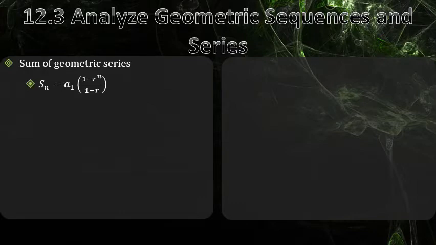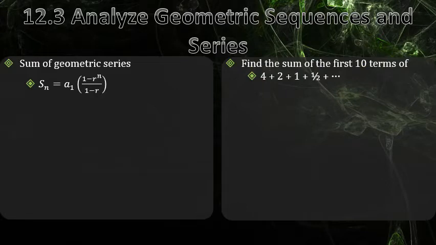Now moving on to the series. I'm not going to give you where the formula comes from, just here's the formula. The sum of a geometric series is Sn, where n is the number of terms you want to add together, equals a1 times (1 minus r to the n) over (1 minus r).